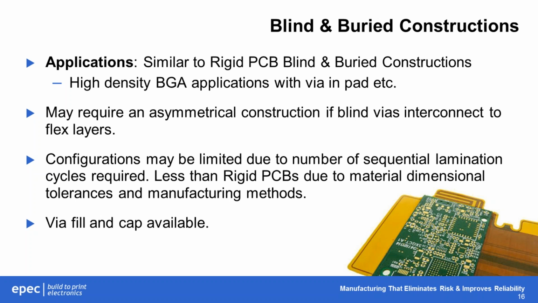The configurations may be limited by the number of sequential lamination cycles that the designs require. Multi-layer rigid flex can only accommodate a limited number of lamination cycles before the dimensional tolerances of the materials and the manufacturing methods prevent the layers from being effectively registered to one another, so there are some limitations in that area. And in the same fashion as rigid PCBs, for via in pad applications, via fill and capping is available.